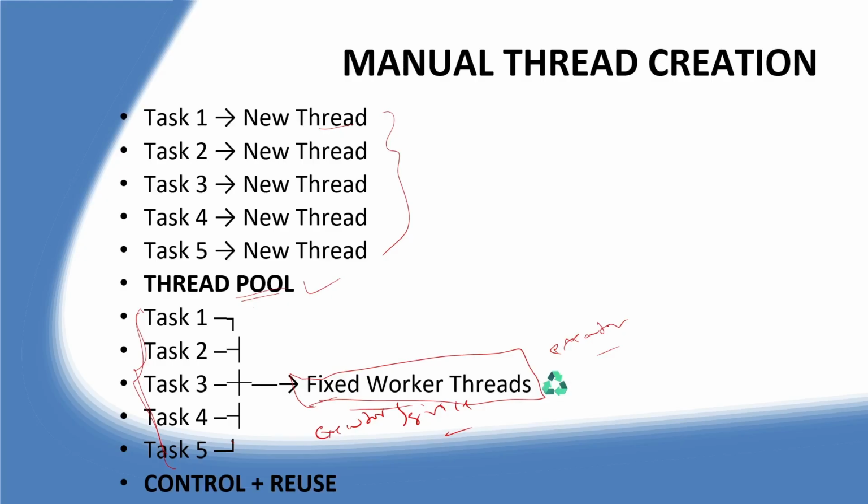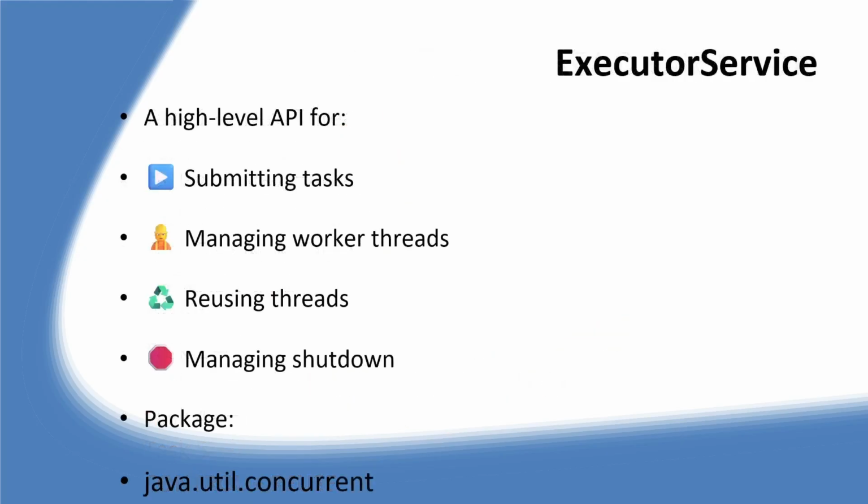Now we will see what an executor service is. Executor service is one of the core interfaces in Java's concurrency utilities. It provides a higher level way to manage asynchronous task operations. So instead of manually creating and starting individual thread objects, we submit tasks to the executor service. We submit the task, and the responsibility of assigning this task to a worker thread is the work of the executor service. So the executor will manage the worker threads.